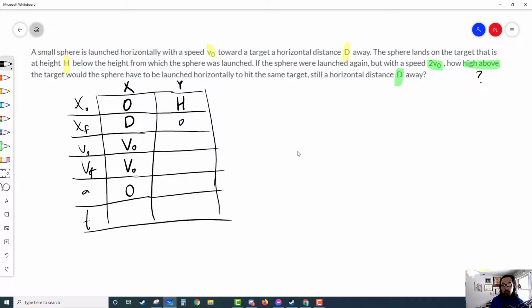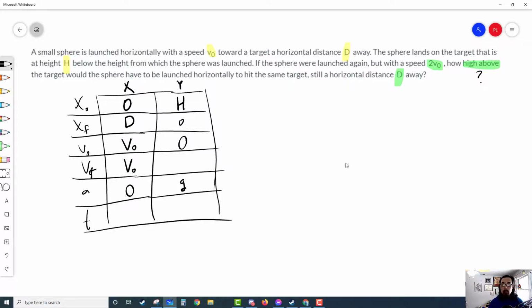Our initial velocity in the y direction is always 0. Our final velocity, we don't know that. We do know what the acceleration is. It's negative 9.8, but look what I do here. I'm going to replace that with the letter g, because g is the acceleration due to gravity. They didn't give that to us, but I want to reduce the amount of numbers that I want to work with. And time we do not know.